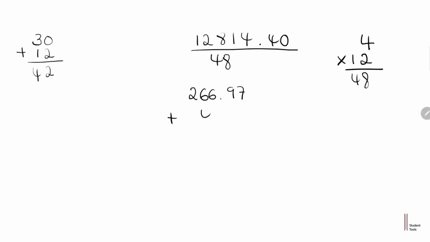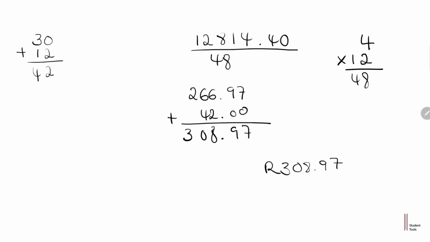So plus 42. So that is 97 cents. And 6 plus 2, that is an 8. 6 plus 4, that is a 10. So that means we have 308 and 97 cents. That is the amount that he has to pay monthly. So it's 308 and 97 cents. And that is just how we do it for this question.